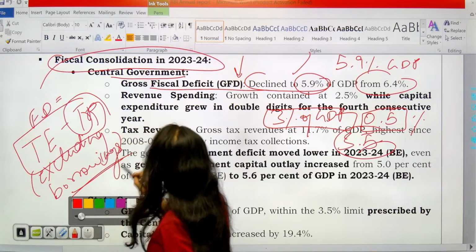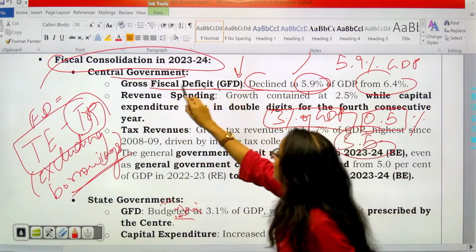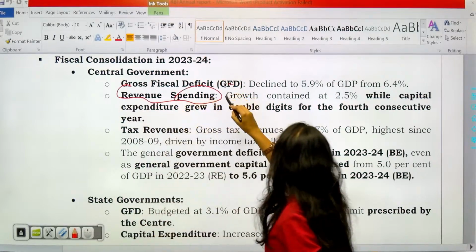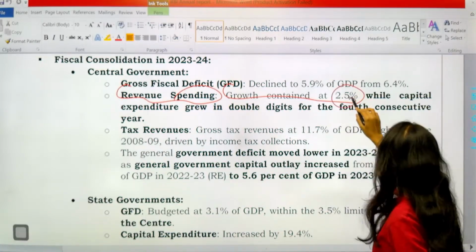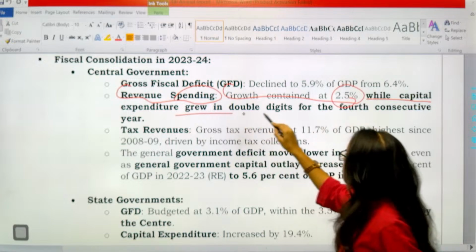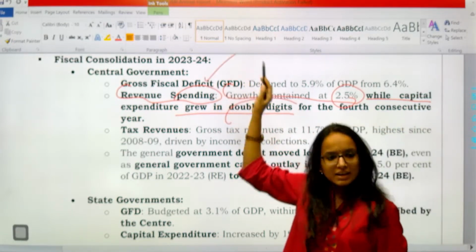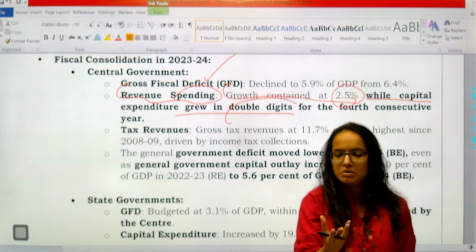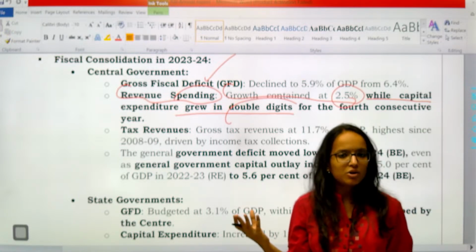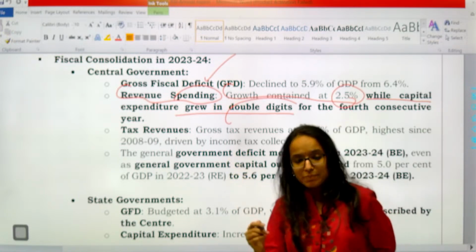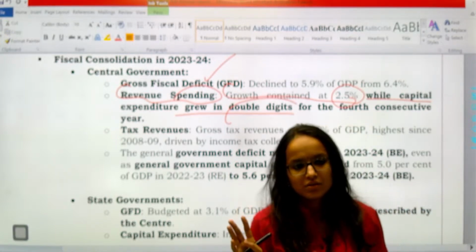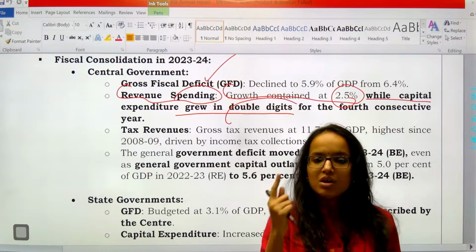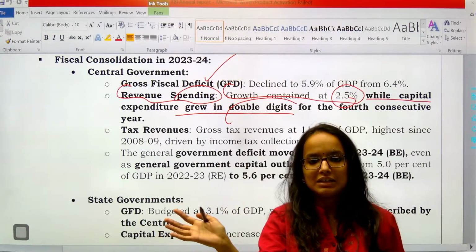Let's move ahead. Then if we talk about revenue spending, growth was contained at 2.5% while capital expenditure grew in double digits. So this is again good performance, as we are coming closer to the target of 3% of GDP as prescribed by our FRBM Act. Now expenditure is also of two types on the budgetary part. Government has two types of expenditures, as you know, revenue expenditure and capital expenditure.